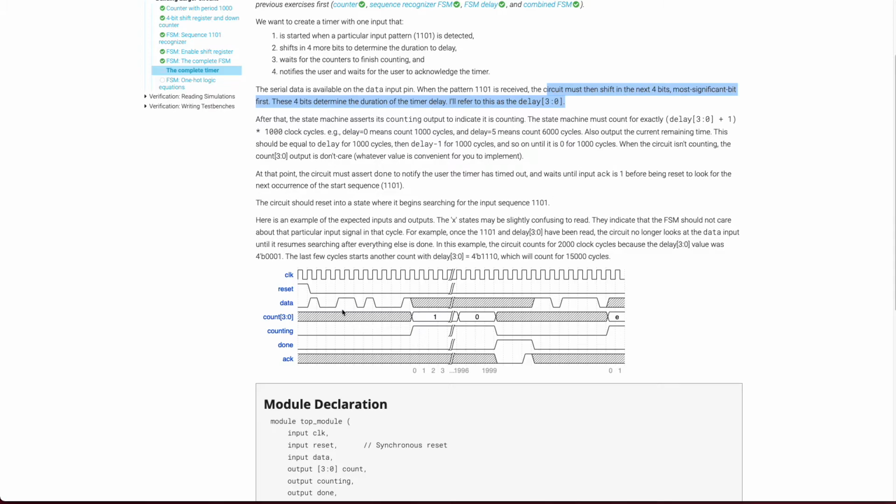So 1101, you do your 4 cycle thing, and then after your 4 cycle thing, you have this stream of 4-bit data, which determines this bottom counter, and you assert counting as long as your counter is counting, and then there's something with the count 30 that's not clear yet. At this point, the circuit must assert done to notify the user as usual, and then wait for ack. Circuits must reset to a state.